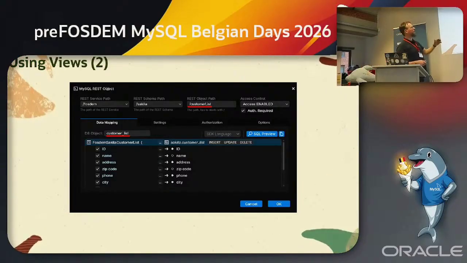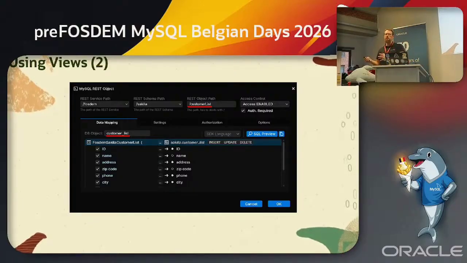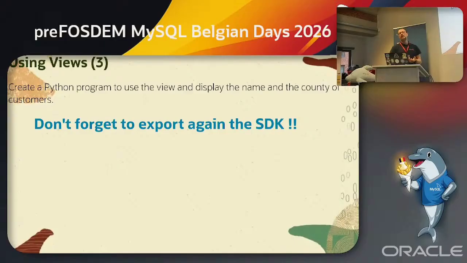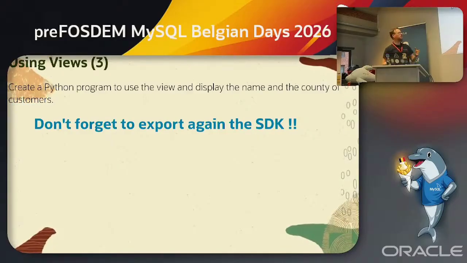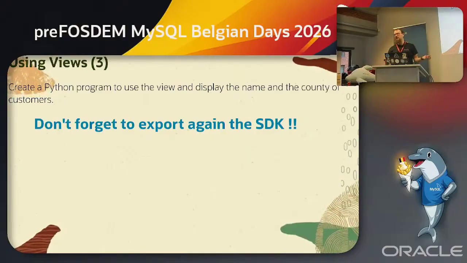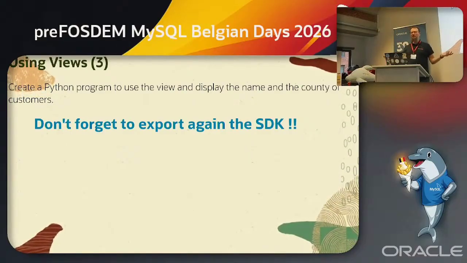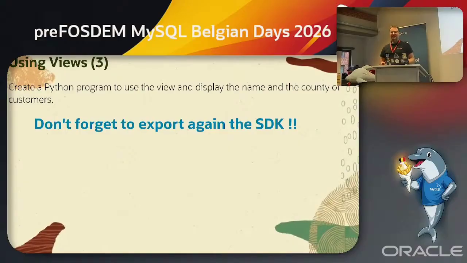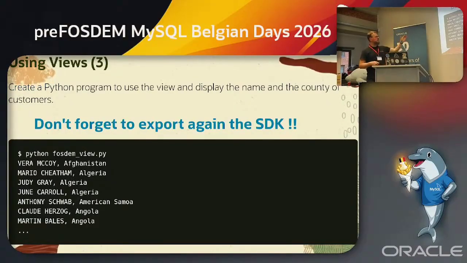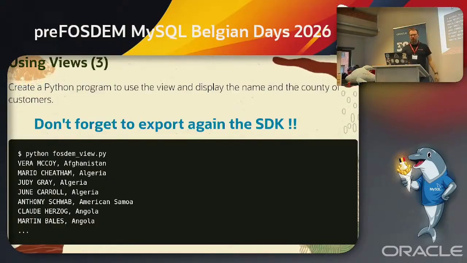Something very important, if you want to use this view in your Python program: every time you create a new service or you update your service in the MRS service, you need to export the SDK, because the SDK has changed. The first time I did it, I said, wow, I created the view and nothing works with the SDK. And if I don't export it, of course, it's not there. So you can use the view, and now you have access to the data from the view.